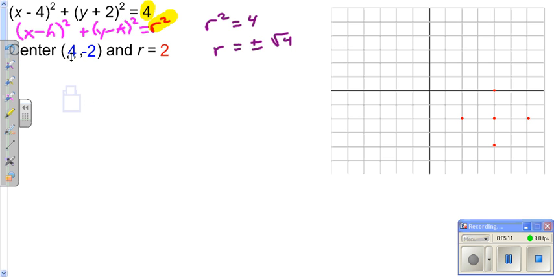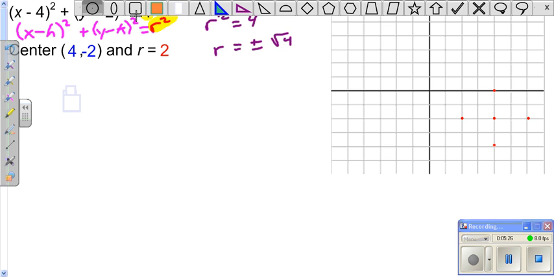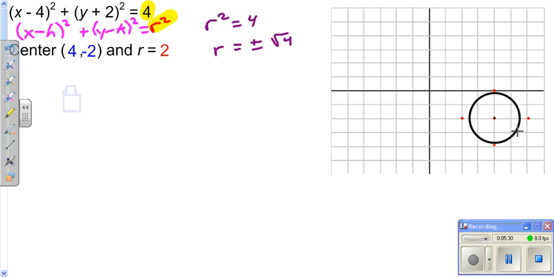So to graph this, plot your center. 4 units over, 2 units down. Your radius is 2, so go 2 units to the right, 2 units to the left, 2 units down, 2 units up from your center. Then go ahead and draw a smooth curve going around all those for your circle. And you'll notice my circle's a little bit off here. My grid must be a little bit off. But you have the general idea.